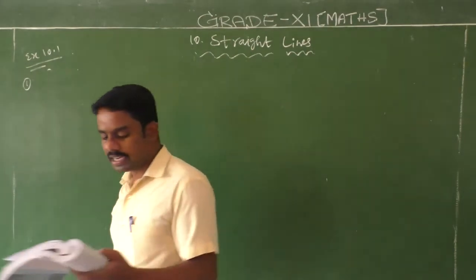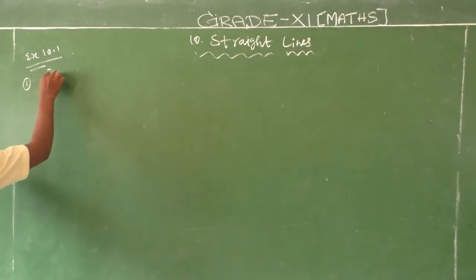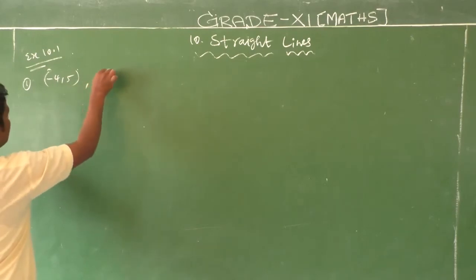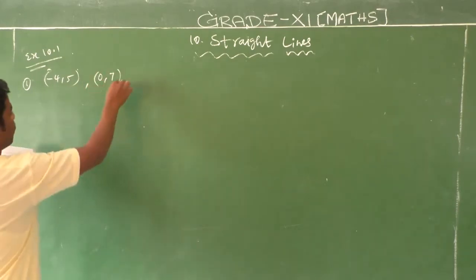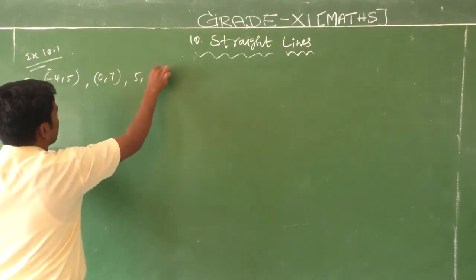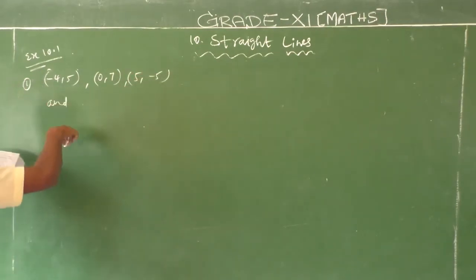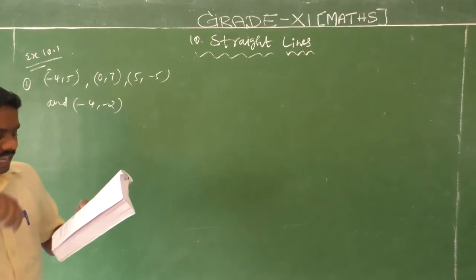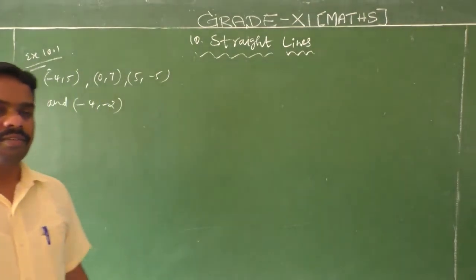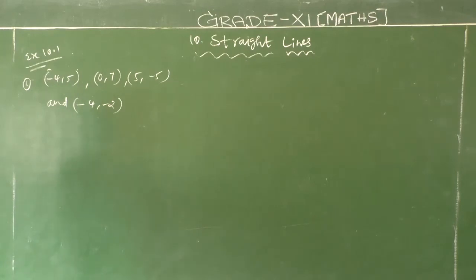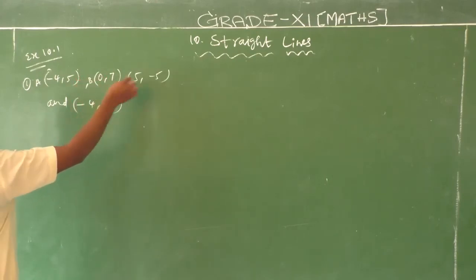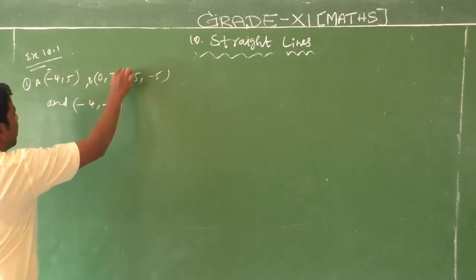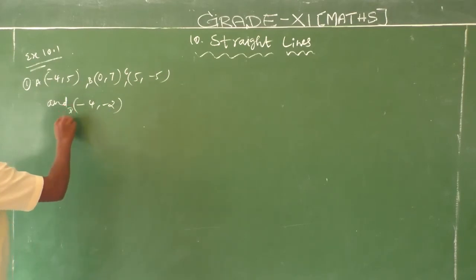Draw a quadrilateral in the Cartesian plane whose vertices are (minus 4, 5), (0, 7), (5, minus 5) and (minus 4, minus 2). Find its area. We need the area of the quadrilateral. Let us consider the vertices of the quadrilateral: (minus 4, 5) is called A, (0, 7) is called B, (5, minus 5) is called C and (minus 4, minus 2) is called D.